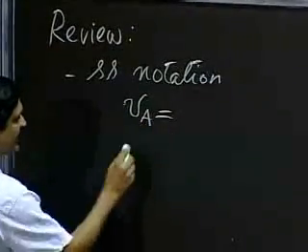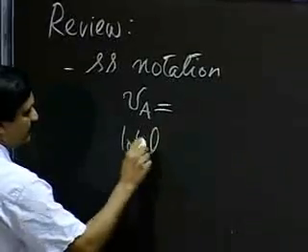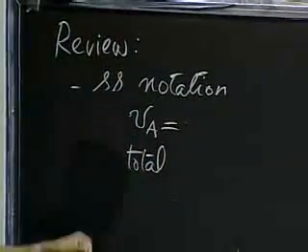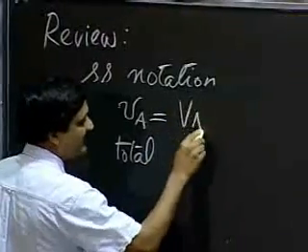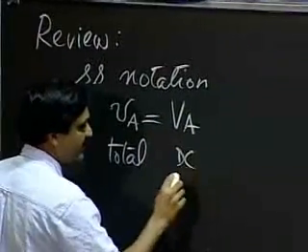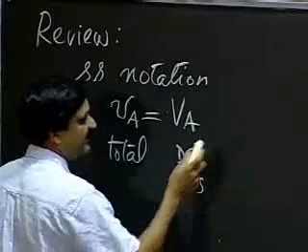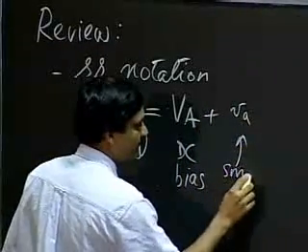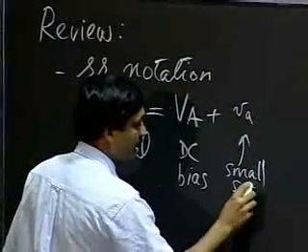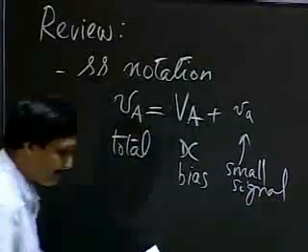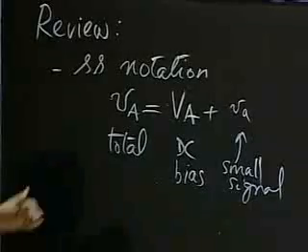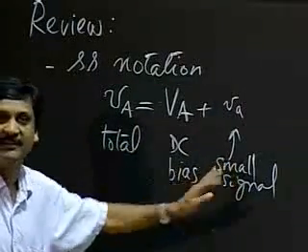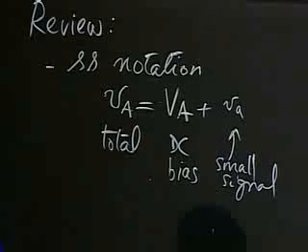Our total variable was small and capital. And this was a DC bias. And this was a small signal. Okay, this is also called the operating point. And the small signal is also called the incremental signal.